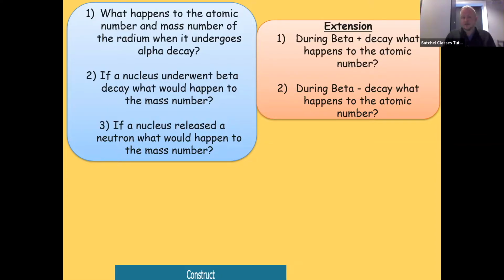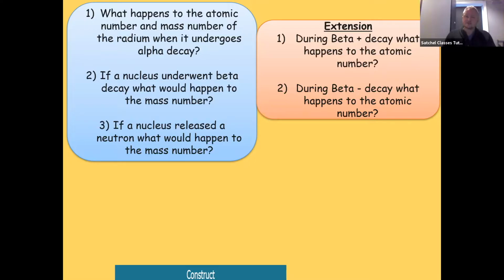Question 3. If a nucleus released a neutron, what would happen to the mass number? Well, neutrons have a mass of 1. So if a nucleus releases a neutron, the mass number would go down. Note that it's not asked anything about the atomic number here, but in the event that the atomic number was asked about, neutrons have no charge. The atomic number relates only to the protons, so the atomic number would remain unchanged.